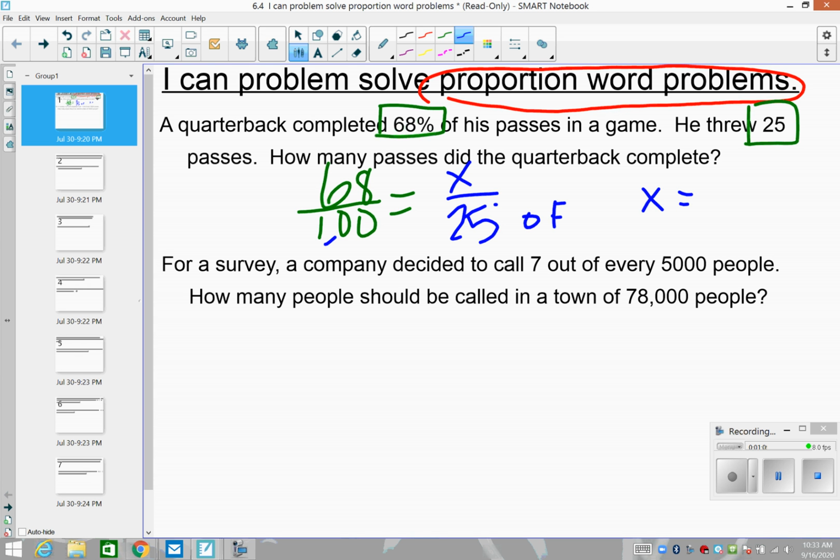So just a review today. So we're looking for how many times did the quarterback complete the pass if the pass was made 25 times. So you should come up with that there was a completion 17 out of the 25 passes that were made. So there's our first word problem that has a percent involved in it.